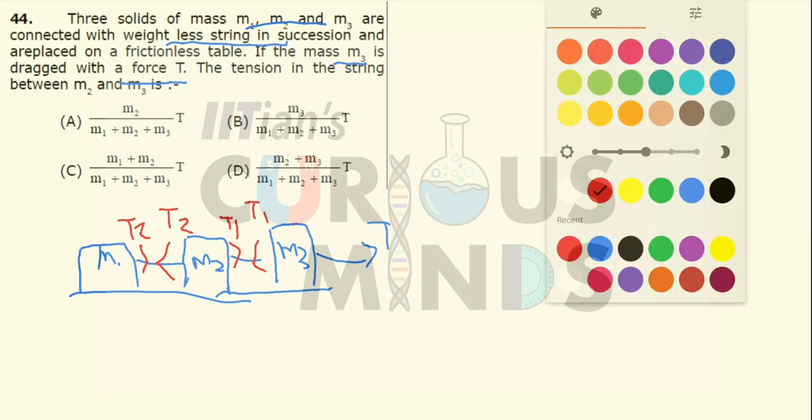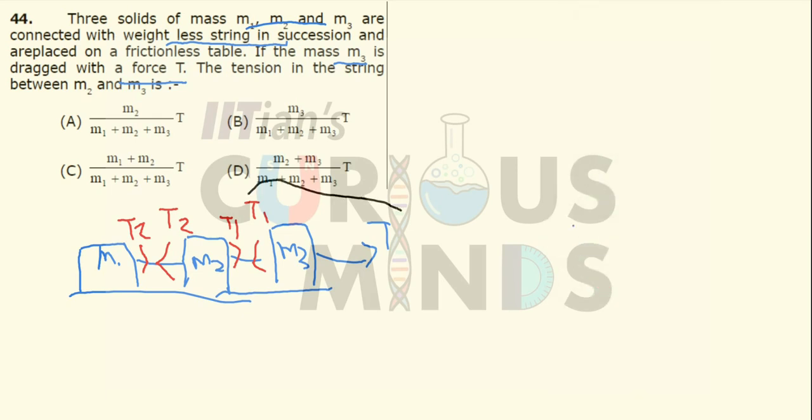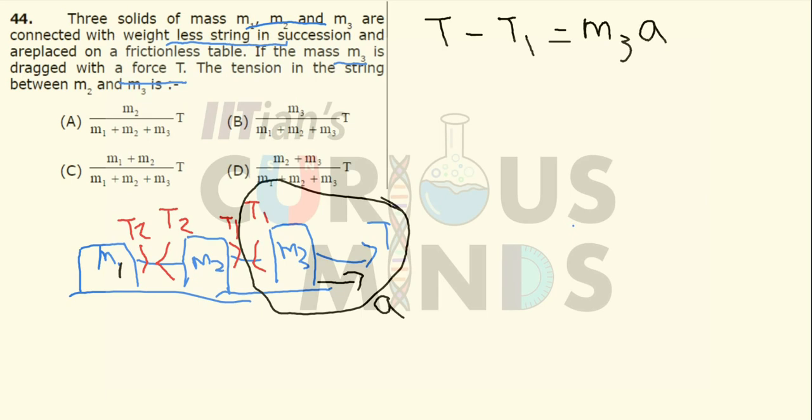Now if I draw the free body diagram for m3, this will be the free body diagram for m3. Let us assume that this is accelerating with the acceleration a. So m2 will also be accelerated with the acceleration a, and m1 will also be accelerated with the acceleration a. So T minus T1 will be equal to m3 into a. Now if I draw the free body diagram for m2, this will be the free body diagram. So T1 minus T2 will be equal to m2 into a.